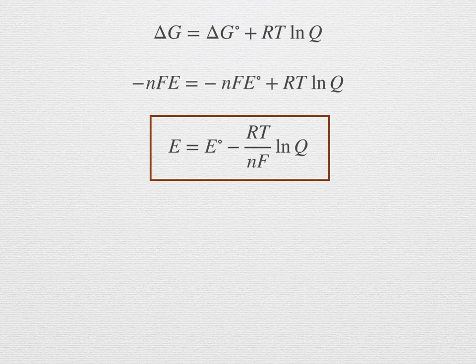R and F are the usual constants, the gas constant and the Faraday constant. T is the temperature. In the absence of other information, we take it to be 298 Kelvin. n is the number of electrons transferred in the reaction being considered. Its value is unique to the way we have chosen to write the balanced reaction equation. Such a choice will also dictate the form of Q, the reaction quotient.